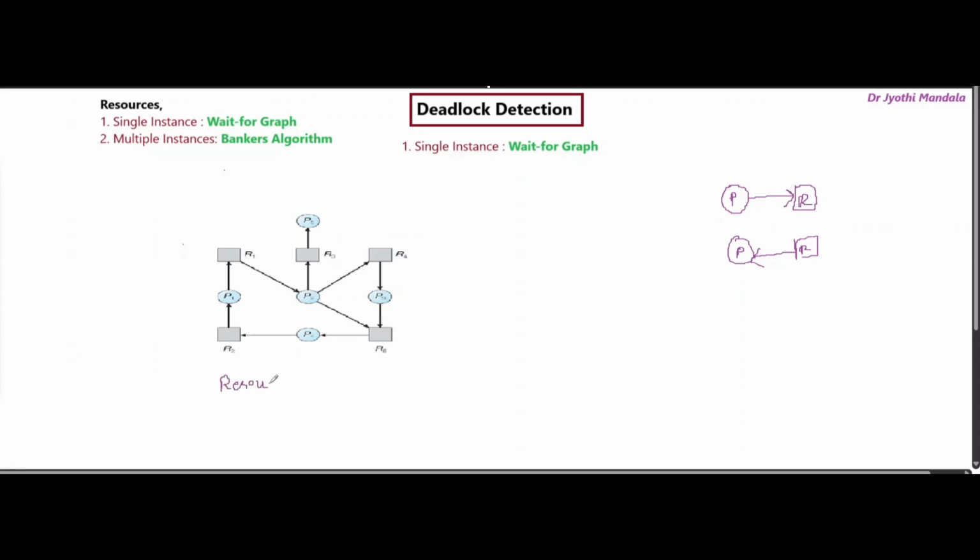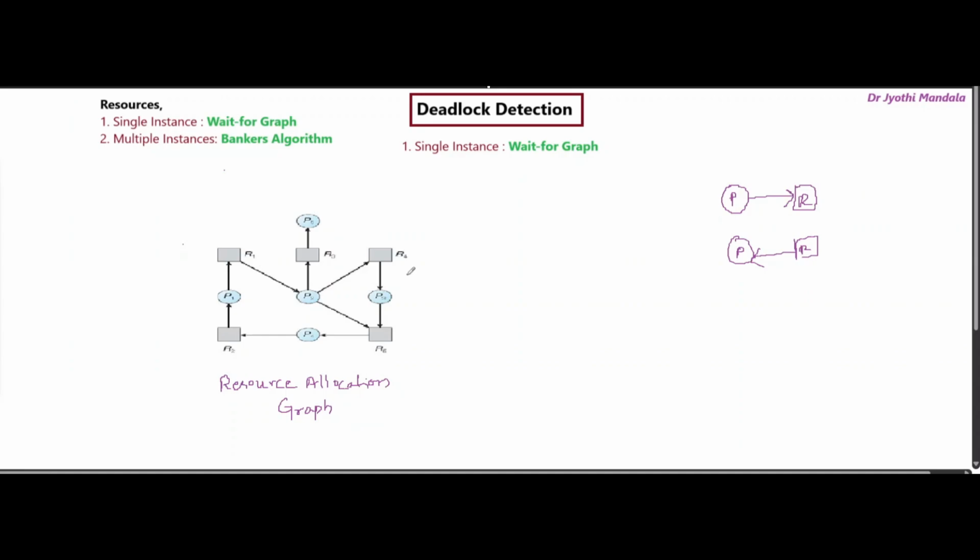Resource allocation graph. Now, from this resource allocation graph, we need to draw the wait for graph. How to draw this wait for graph is remove the resources. In the wait for graph, we will be having only processes. Okay, so what are all the processes you have? Just represent those processes. And once the processes are represented, draw the edges between them.